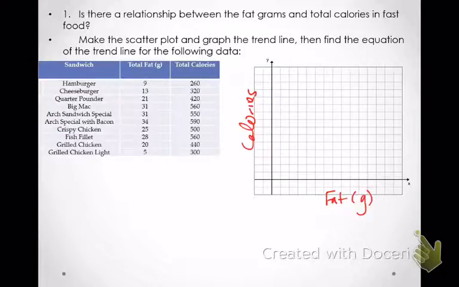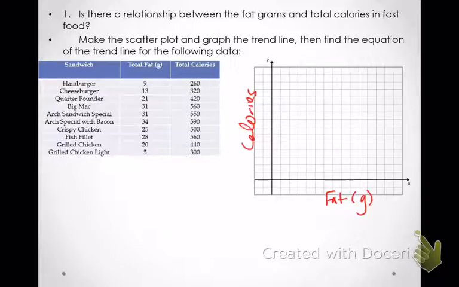I also want to point out the fact that we're not really using the negative sides of the x and the y axis. Why is that? Because you can't have negative calories in a burger, and you can't have negative fat grams. And very often with our data, we're not going to be able to have negative numerical values. So we're only going to use the positive side of the x and the y axis.